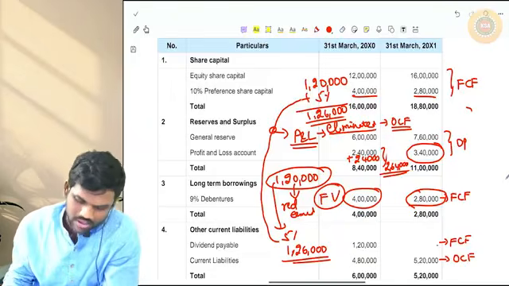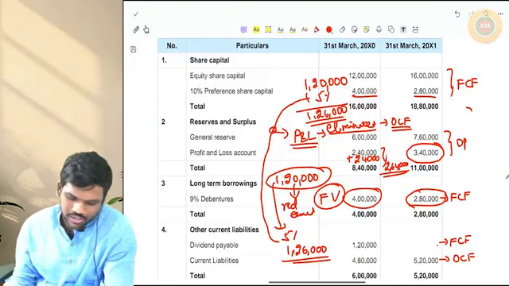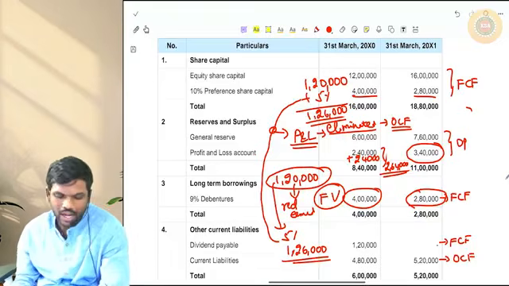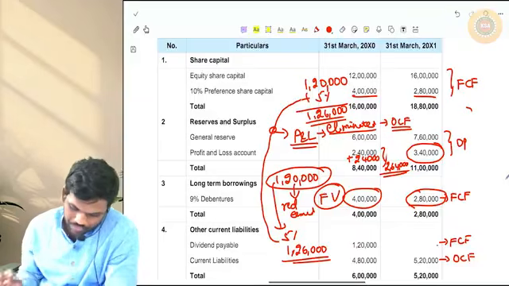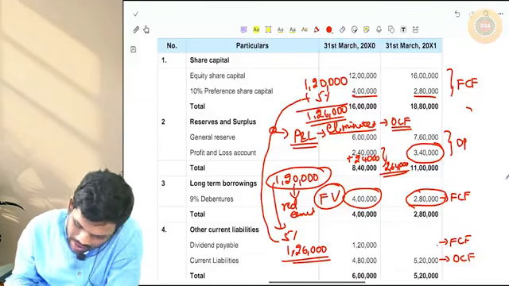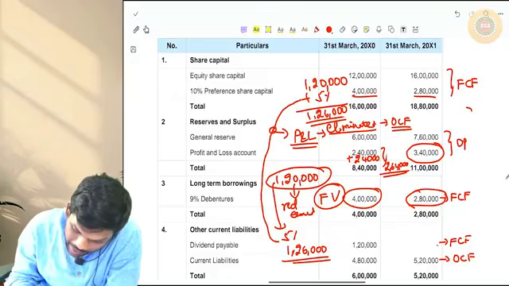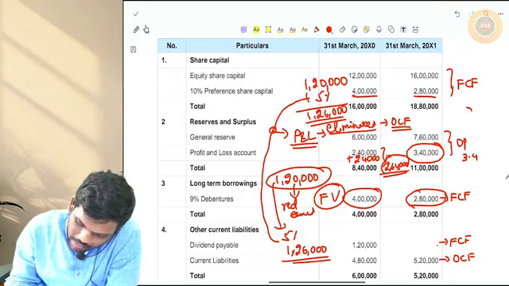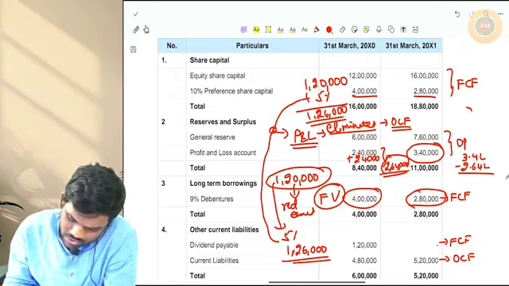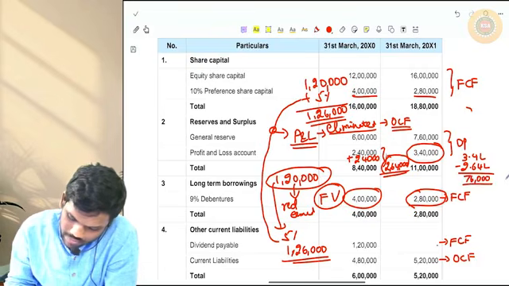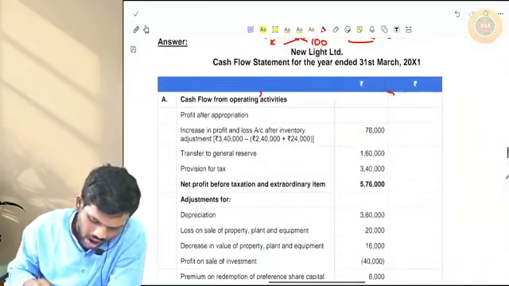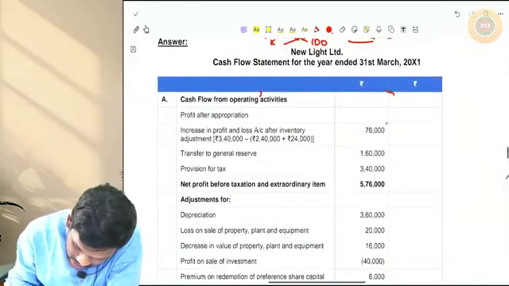Okay, now let's start the cash flow. Your cash flow's starting point will be P&L closing balance minus P&L opening balance. So P&L closing balance is 3,40,000, and for P&L opening balance, take the revised amount 2,64,000. So 3,40,000 minus 2,64,000 will be 76,000. This is your starting point. This is profit after tax and after appropriation.